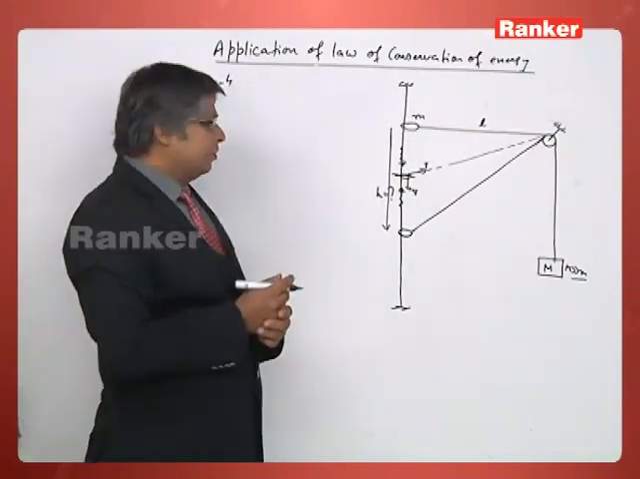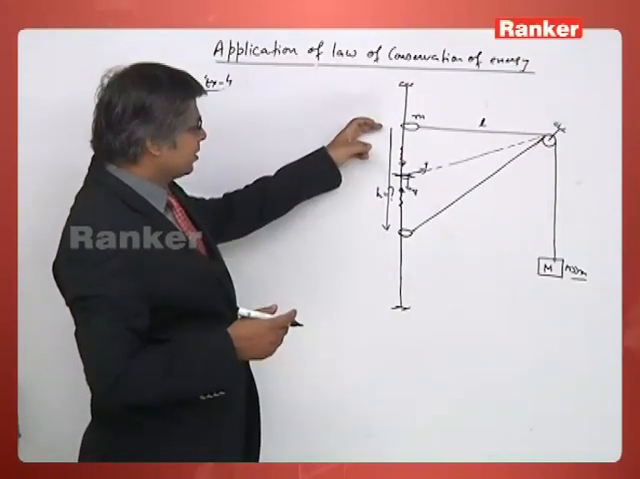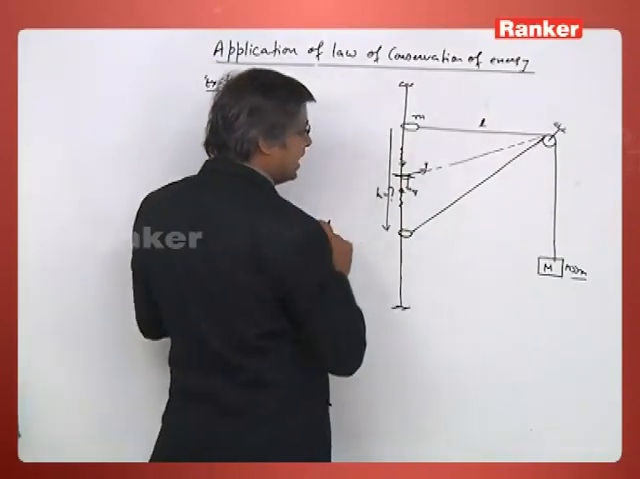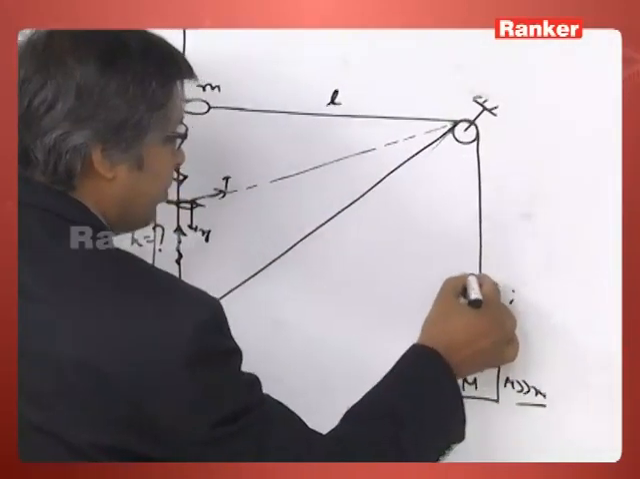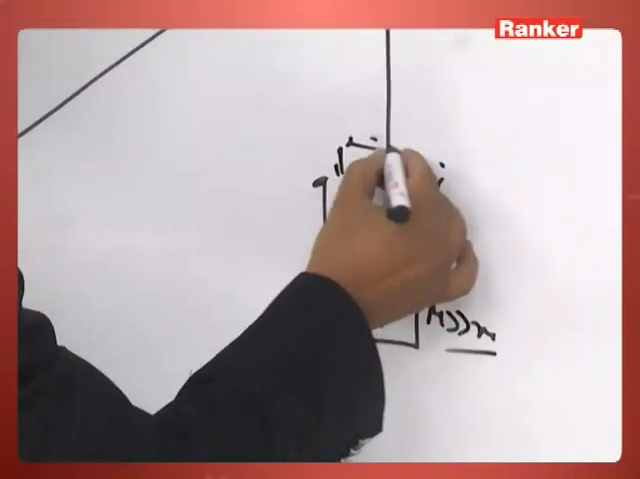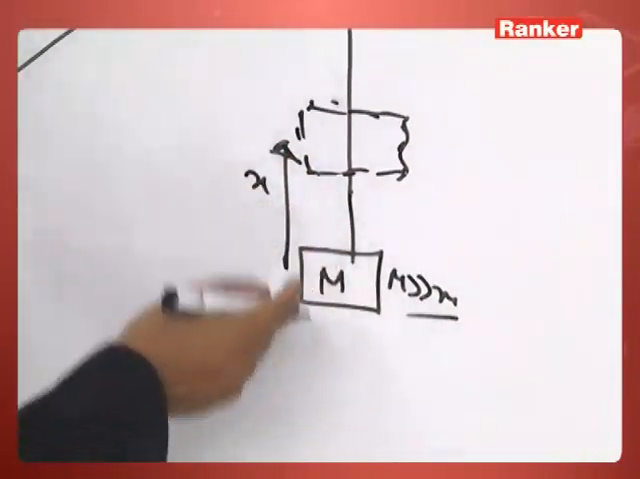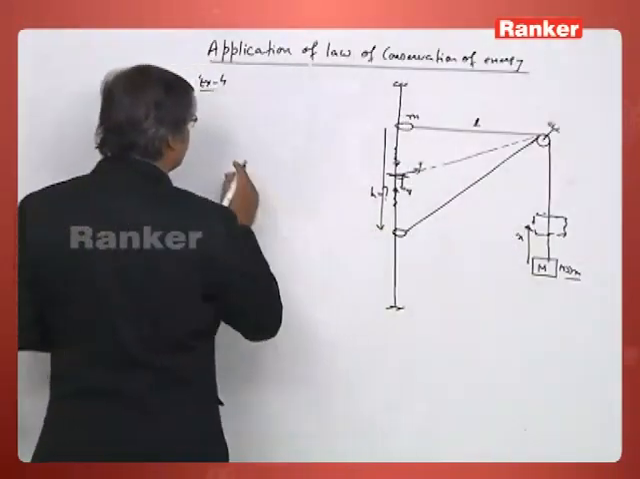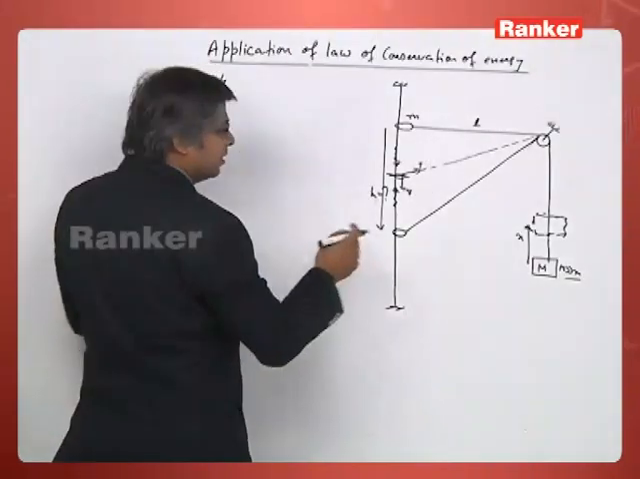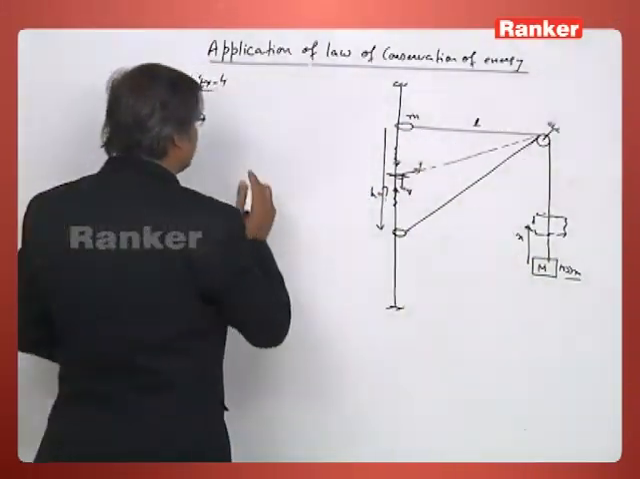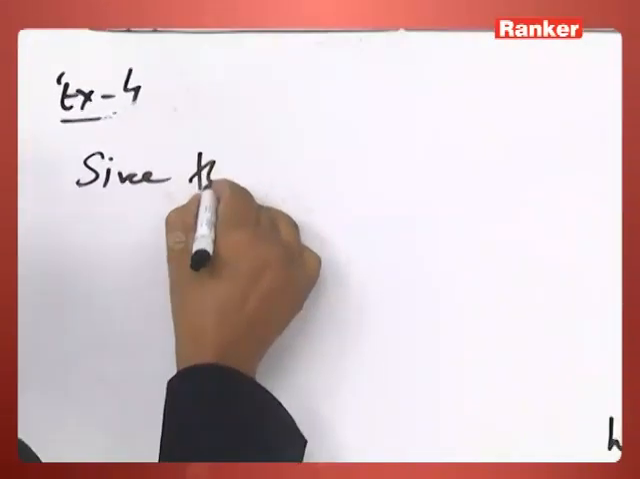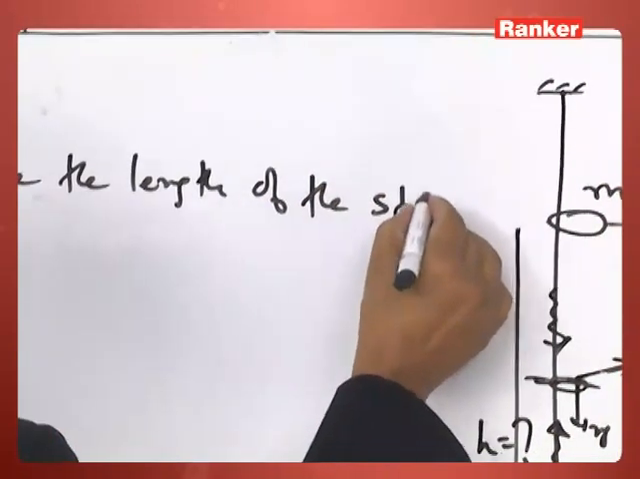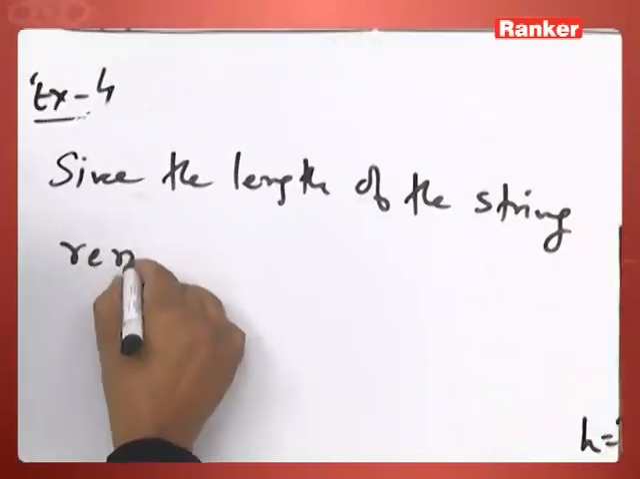Now what we do, we will apply that since here the velocity is 0. So how much potential it has lost, that is the gain in the potential of this mass. So this mass moves here at a height x. So let us see what is x. So let us first relate x, find x. So how can I find x? The total length of the string remains constant.